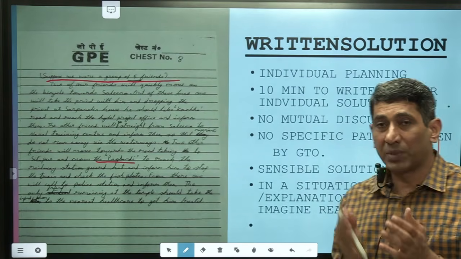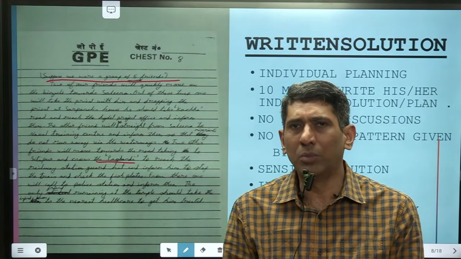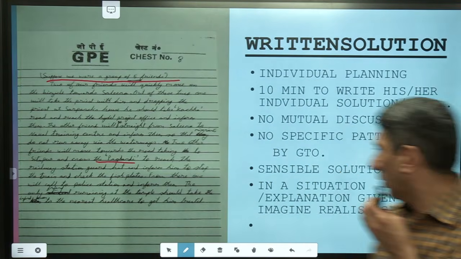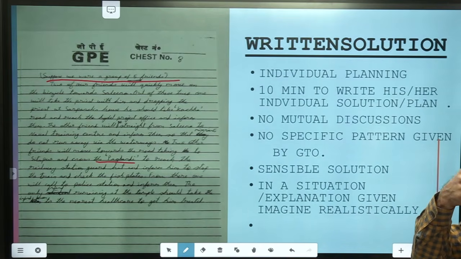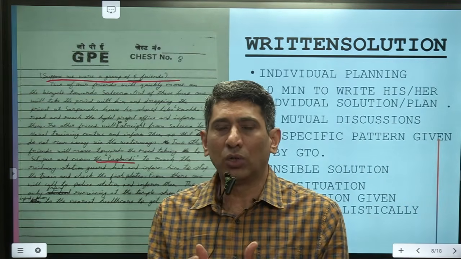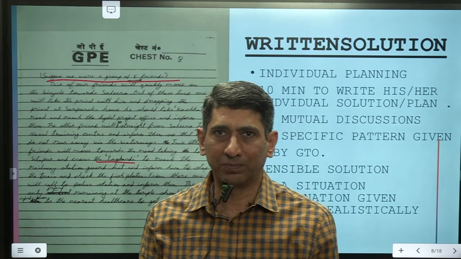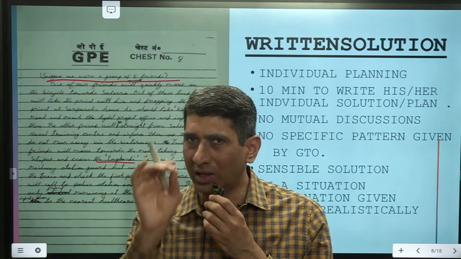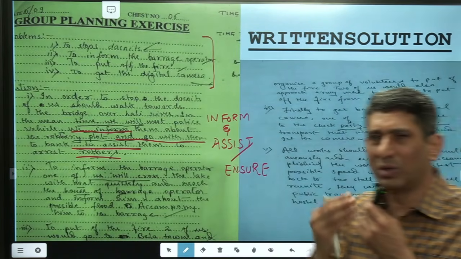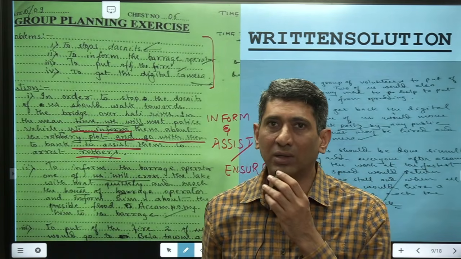What the GTO expects is a sensible solution to the problem or problems which are there, which are realistic in nature. Okay. Now the last part will be: will you be able to complete your own plan of solving the problems within the given time? Okay, so you have to be brief and to the point. Now I will give you a few inputs on certain aspects of how to write the solution.